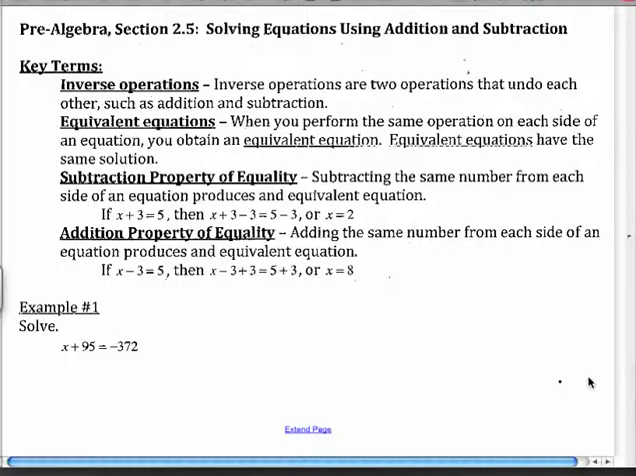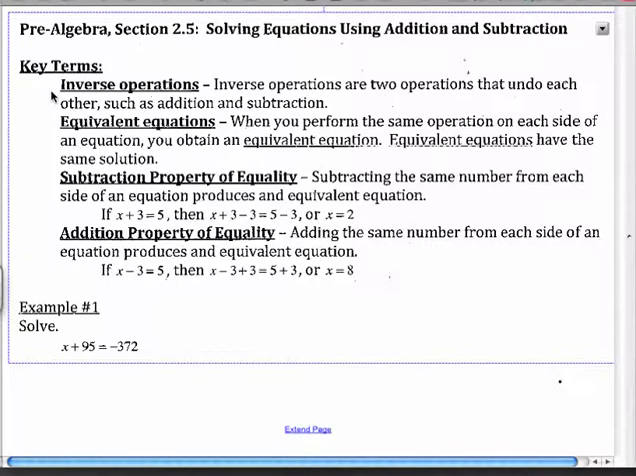Solving equations using addition and subtraction. Now, guys, the first thing we're going to talk about is inverse operations. Inverse operations are operators that undo each other. Addition undoes subtraction. Subtraction undoes addition. Multiplication reverses division, and division reverses multiplication. They sort of cancel each other out. They wipe each other out. So that's what inverse operations are.